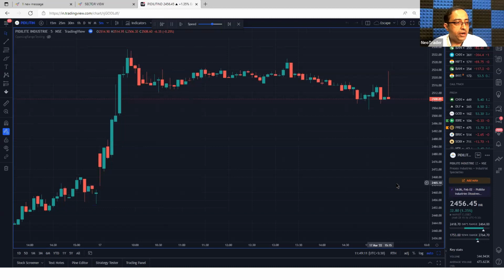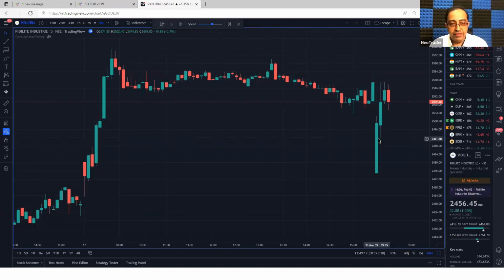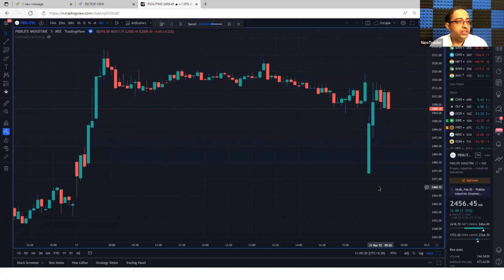This was the move in Pidilite on 21st. The first 5 minutes is the long body candle. After that, the price begins to move. So you got the confirmation. What did you have to do? Take a look at the NeoTrader page. You get Pidilite. You know that yes, it had done well yesterday. So either you can initiate the trade here, or you can wait for it to cross the previous day's high.